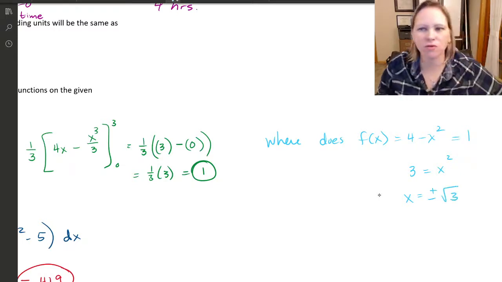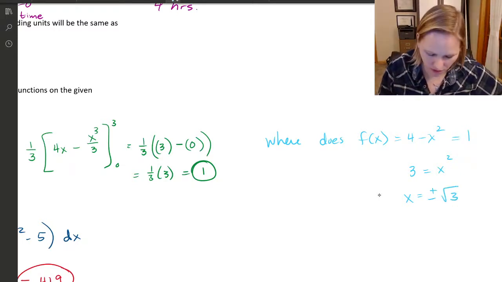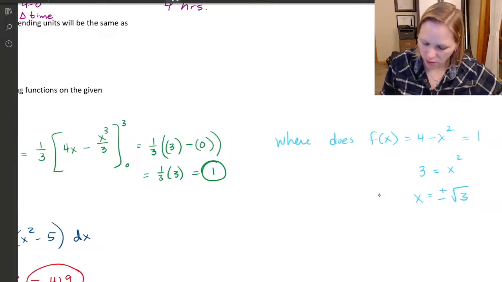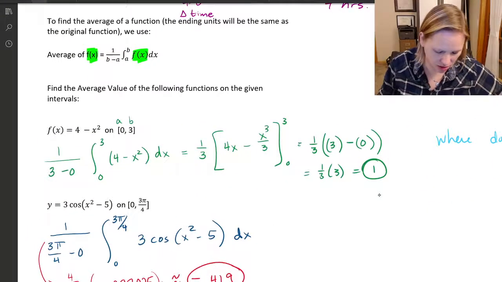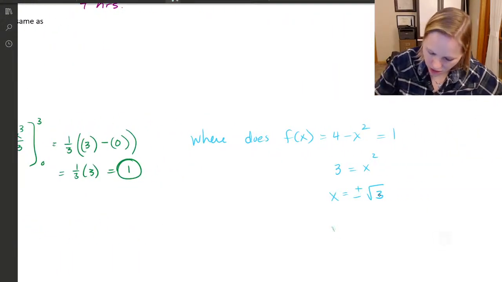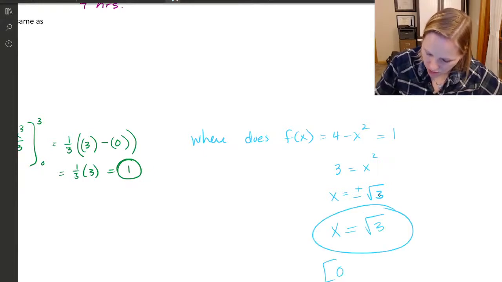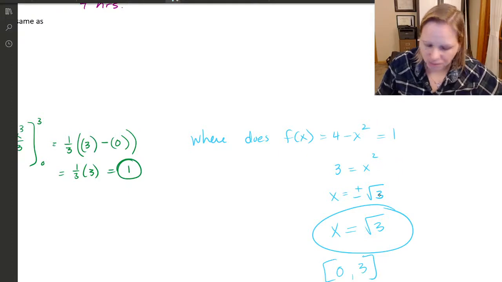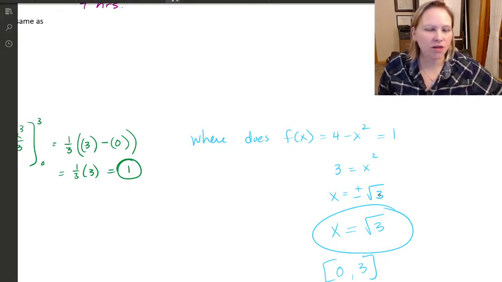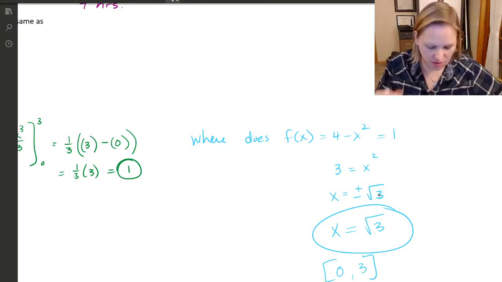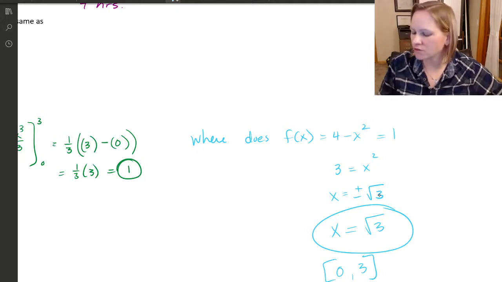It's the same as when we found and solved for c using the mean value theorem in chapter 4. But we get plus or minus square root of 3. We check the interval. We're going to throw out the negative. So only x equals square root of 3 because it has to be within that interval 0 to 3. So it's the same idea. Where does it assume that value? Where is f of x equal to 1? You have to solve for the value of x. So at square root of 3, we assume that average value.